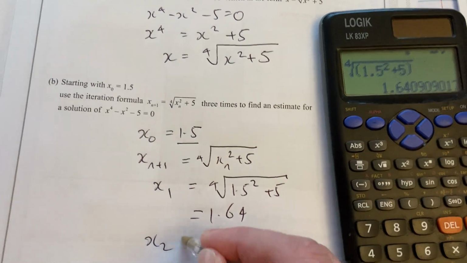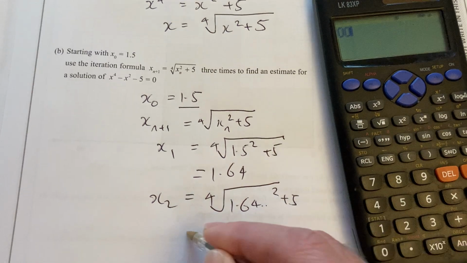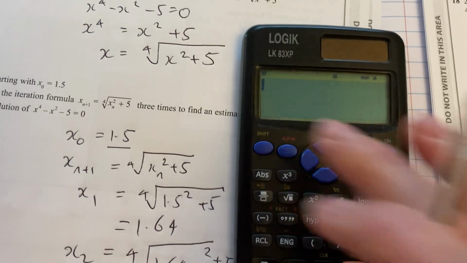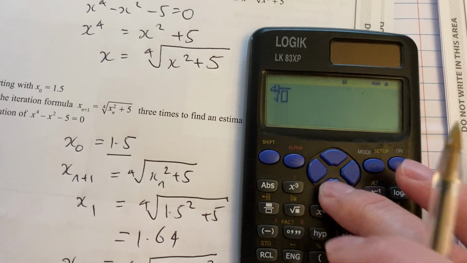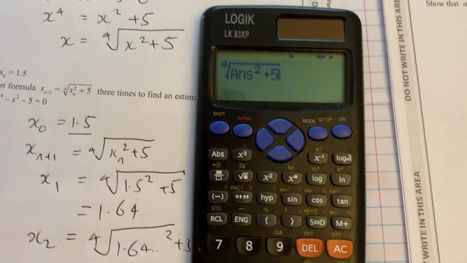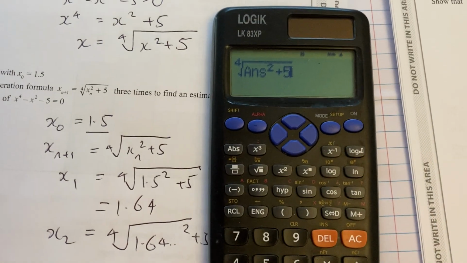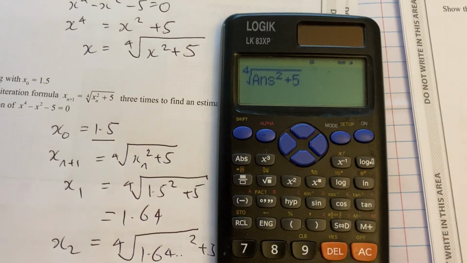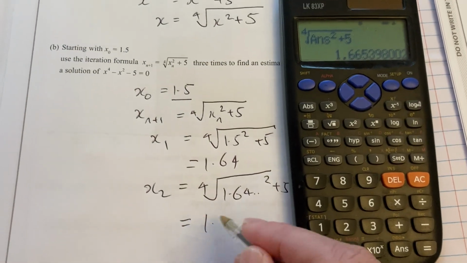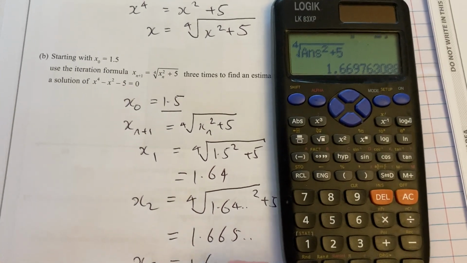So now x2 will equal the fourth root of 1.64 squared plus 5. And if I set this up correctly, with my calculator, it should be able to do all of that. So the answer squared plus 5. So I can now, because I've got that answer button again, very useful, the memory of the calculator, and newer versions of these calculators will probably have better memory as well. I can get 1.66, so 1.665, x3 is equal to 1.669.